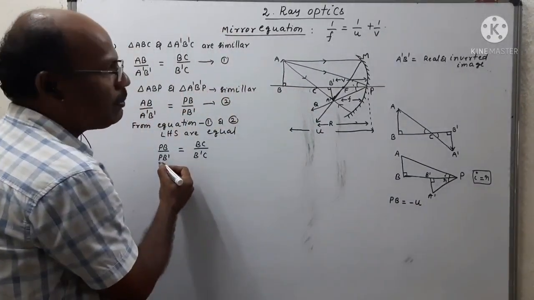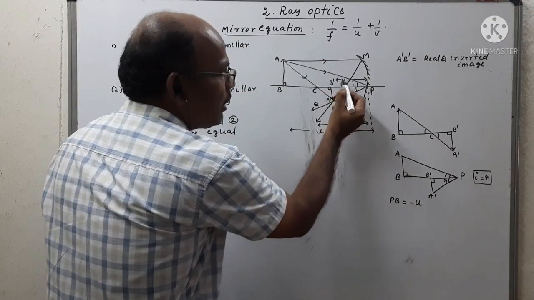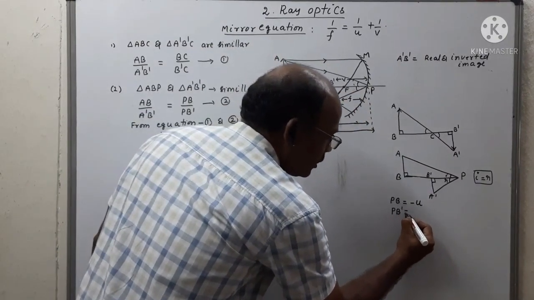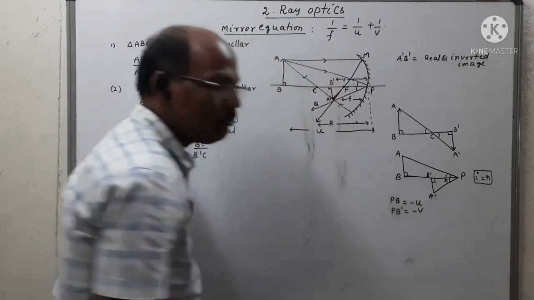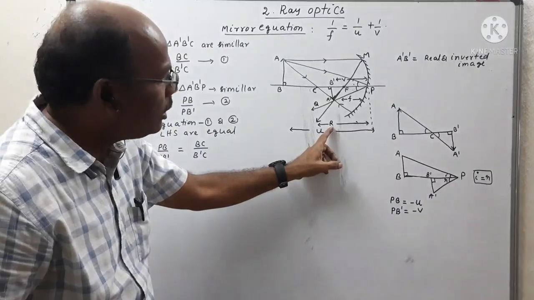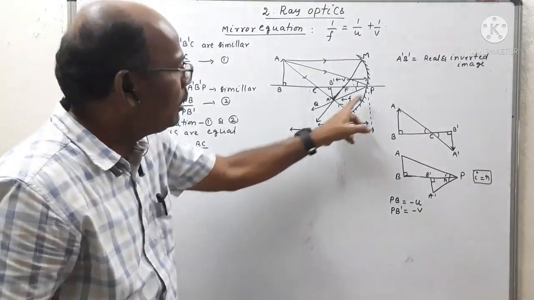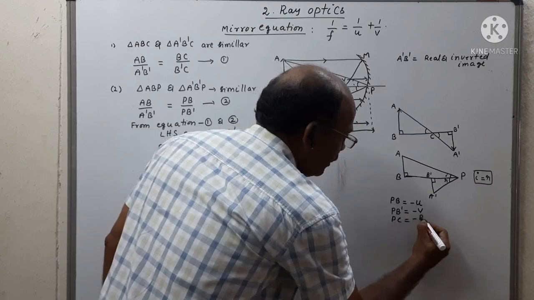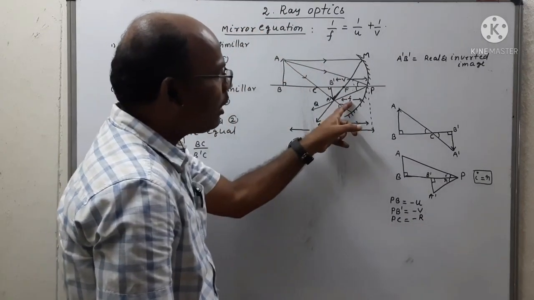And similarly PB dash is nothing but the image distance, so by applying the sign convention we can write minus v. So what is radius of curvature? This is also equal to minus R. So PC is also equal to minus R. What about focal length?